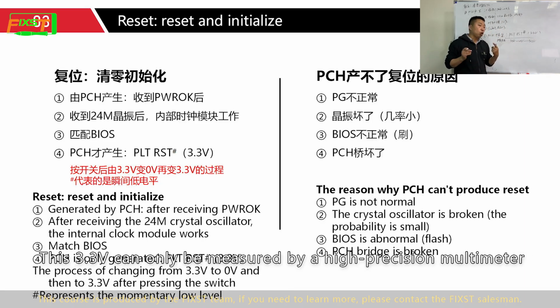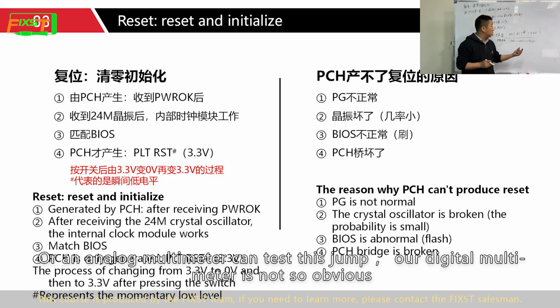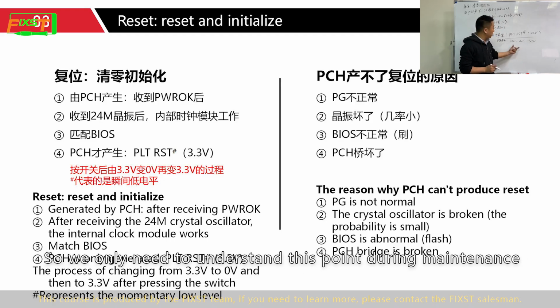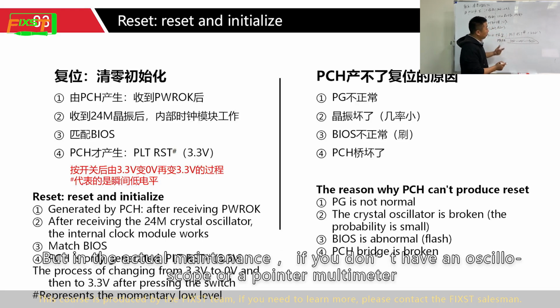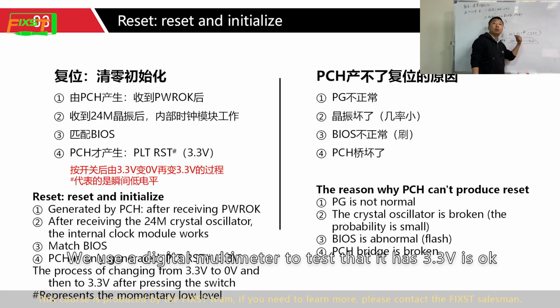This jump can only be measured by a high precision multimeter, or an analog multimeter can test this jump. Our digital multimeter is not so obvious, so we only need to understand this point during maintenance. In actual maintenance, if you don't have an oscilloscope or a pointer multimeter, we use a digital multimeter to test that there is 3.3 volt, which is okay.